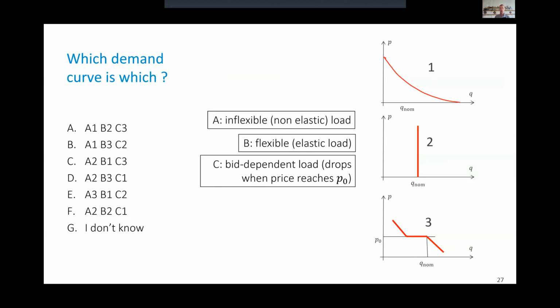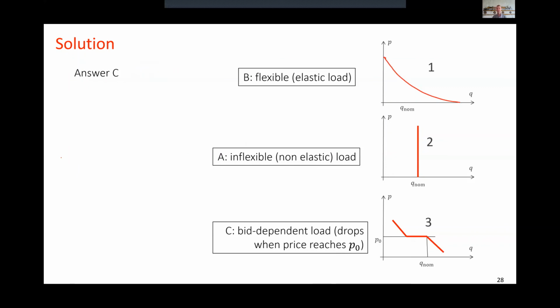I close the poll in 5 seconds. 100% on C, which is the correct answer. In particular, the inflexible load is this embarrassing function, which is exactly the problem we try to solve when we do demand response. Voilà, time for a second break.